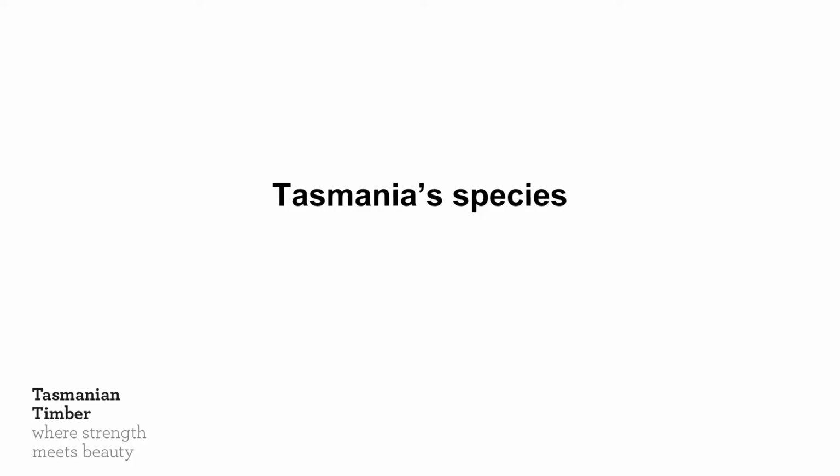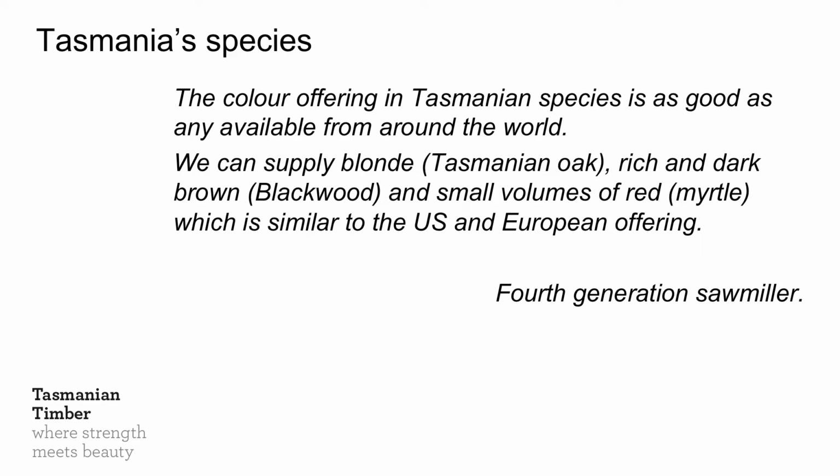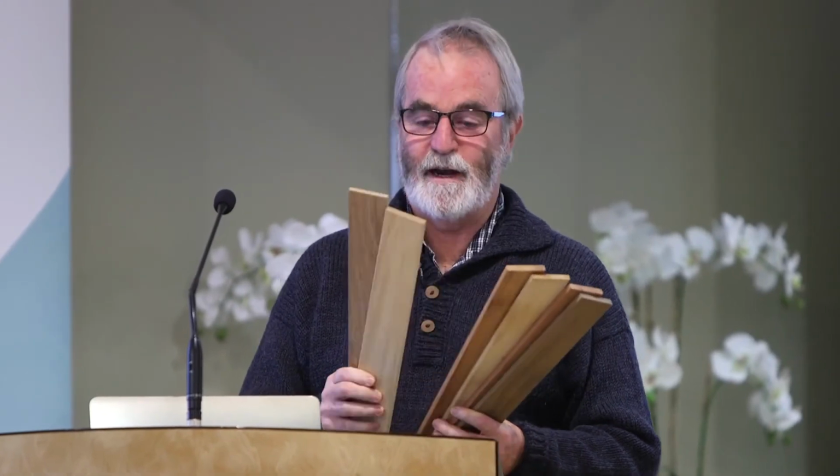So what I'd like to do now is just touch on species. So I've got here a little quote. I don't think he thought I was going to quote him. But just as an outline, we've got a pretty good colour range that we can get out of the species that we've got available in the state. Now I'll use these ones. I mean, these are all hydrowood. I'm not preferring hydrowood over the other ones. It's just they're easier to handle.